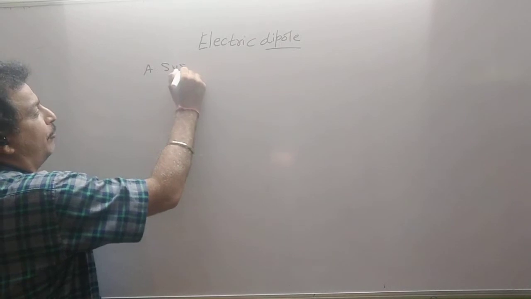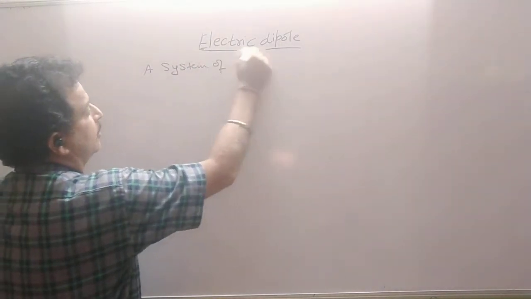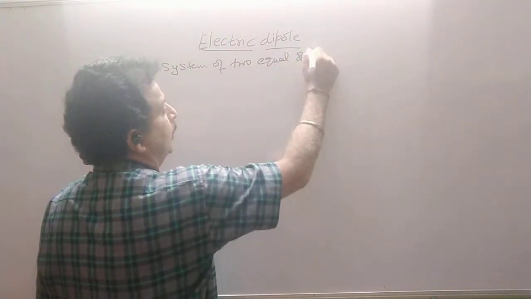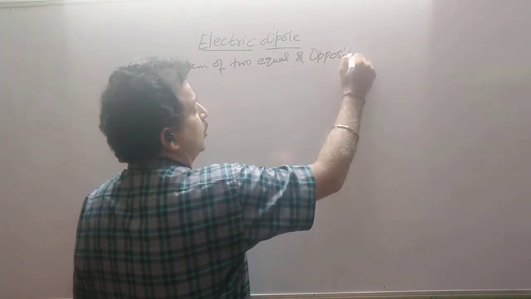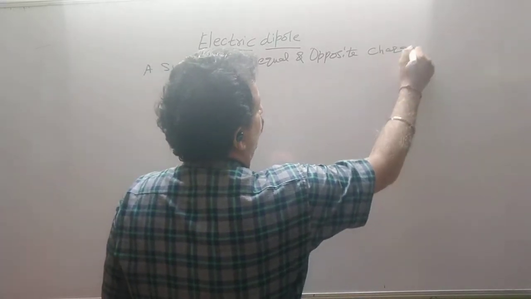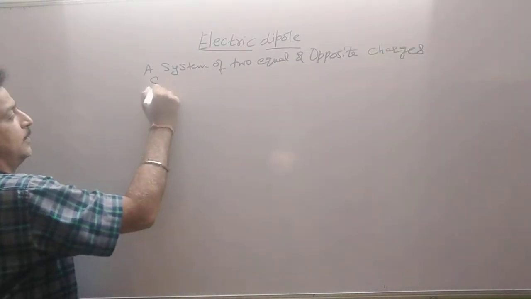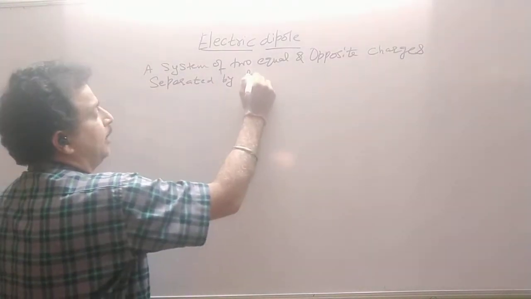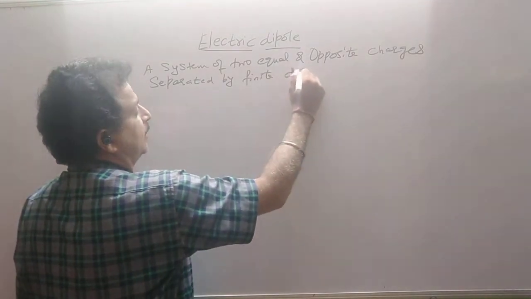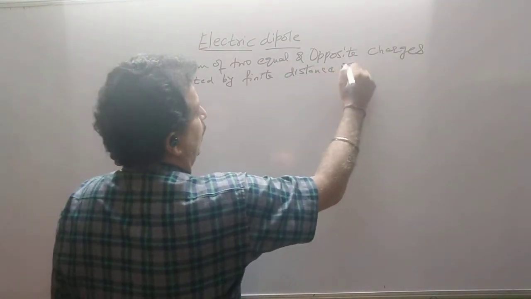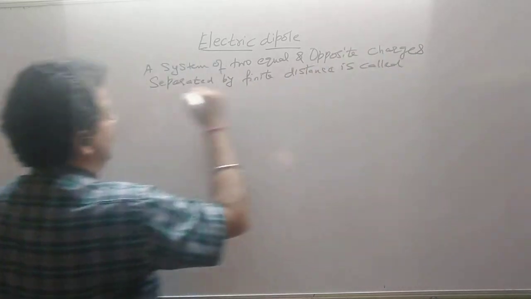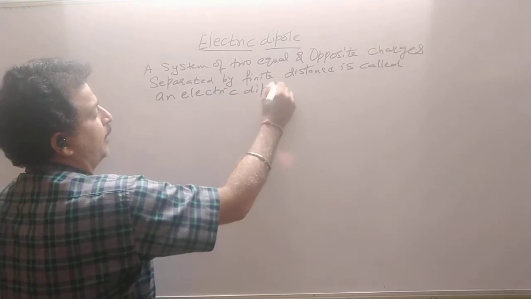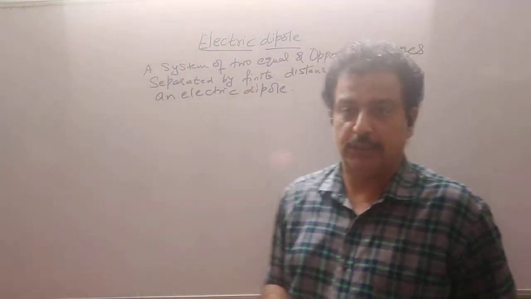A system of two equal and opposite charges separated by a finite distance is called an electric dipole. So it is simply a system of two equal and opposite charges.